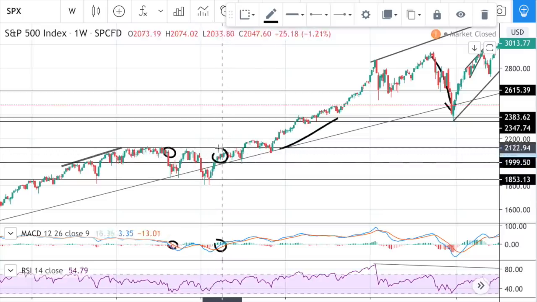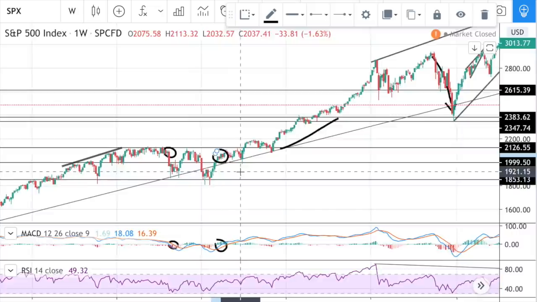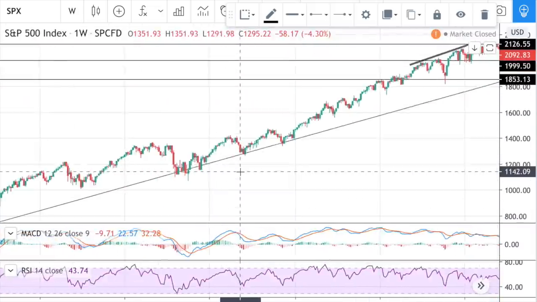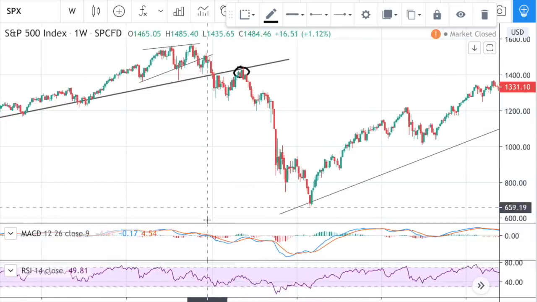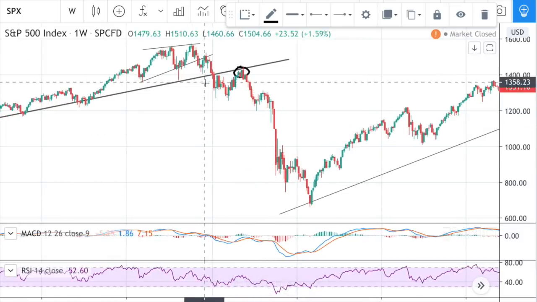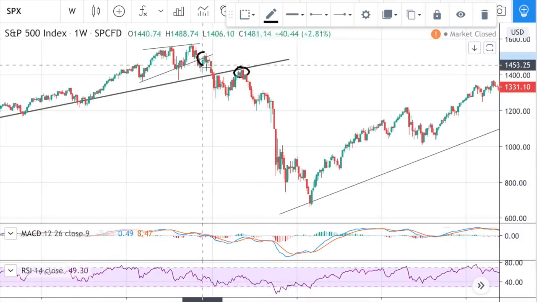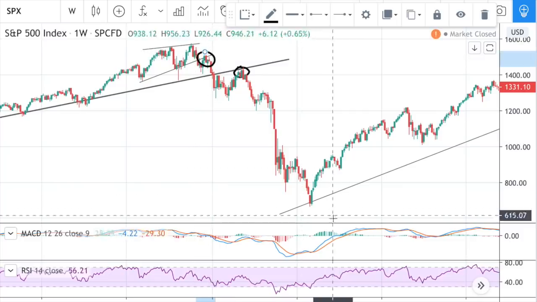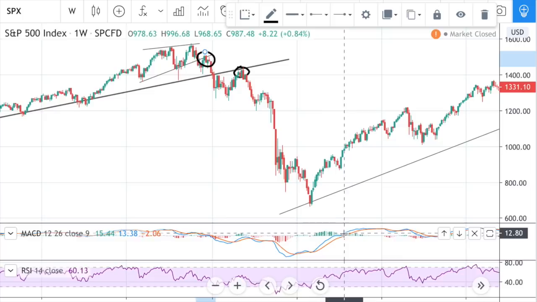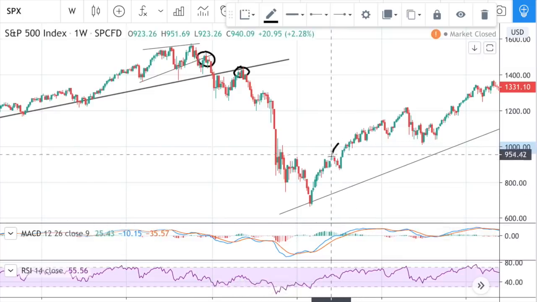So you would have more or less skipped that entire bear market. And one more example, we can go back to 2008. Where did we dip below the zero level? We dipped below the zero level right here. And so that was your signal to get out. And we came back above the zero level here. So that was your signal to get back in.